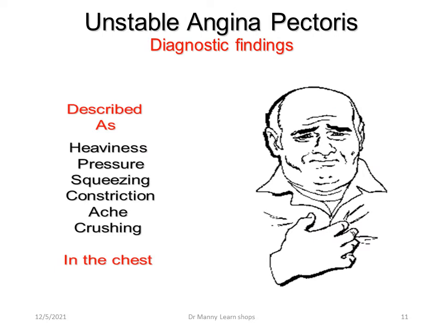If we looked at the pathophysiology in more detail, briefly though, we're looking at unstable angina pectoris. Unstable means uncontrolled. Angina pectoris, pectoris is chest. Angina means strangling from the Latin. So angina pectoris is a strangling sensation that you feel in the chest. And with the diagnostic findings, it's described as a sensation of heaviness, pressure, squeezing, constriction, ache, or crushing, and it's located in the chest, typically centrally.